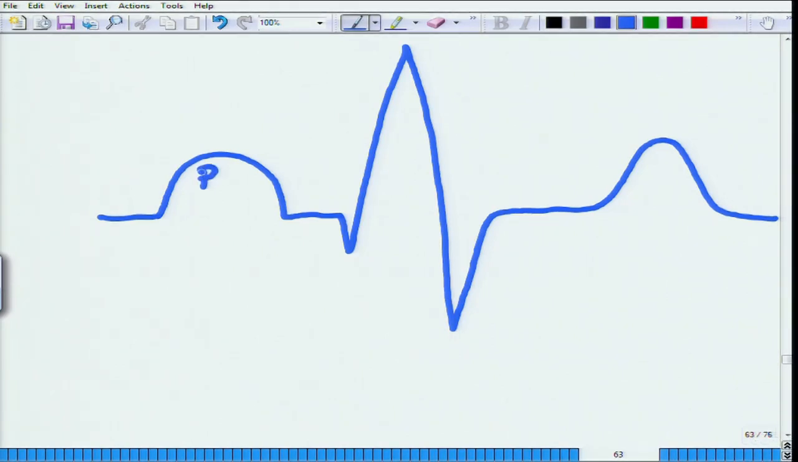This one is called P. Let me use another color for a better understanding. This one is called P. This one is P, and this is called the QRS complex. So, here you have the Q, here you have the R, you have the S, QRS complex, and this is called T. This is what a characteristic EKG trace looks like, the PQRST complex. Okay. And within that you have the different terms which are used.